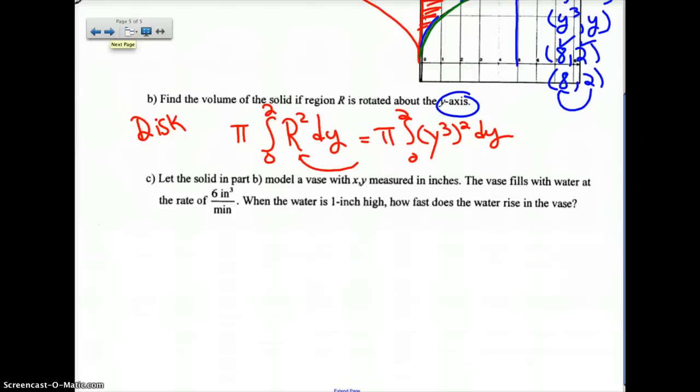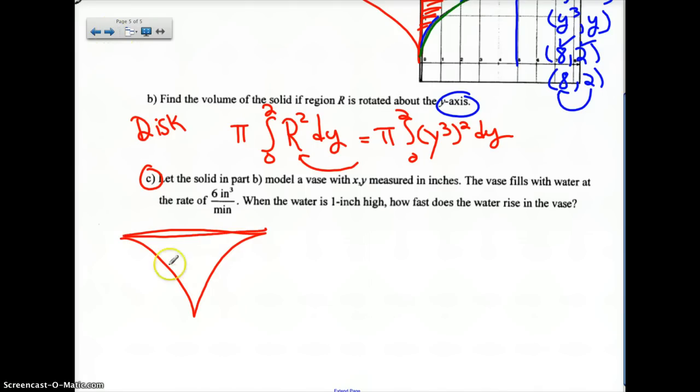All right, so this last one is the one I really wanted to get to. Unfortunately, I only have 12.5 minutes, so I might not be able to get the whole thing in. However, this is talking about a rate of change, and I like it because it ties in a whole bunch of different things. So the solid in part B is going to model the vase. So let me go get a picture of that vase. It's looking like this, and it's measured in inches.